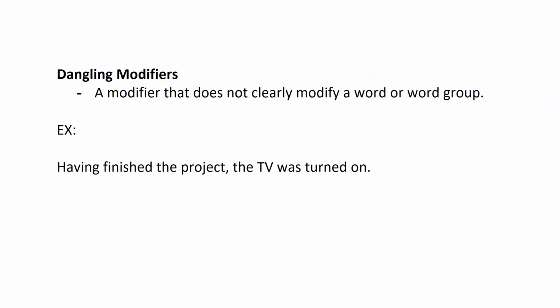Okay, now that we are reminded what a modifier is, we can now talk about a dangling modifier. So a dangling modifier is when a modifier does not clearly modify a word or word group. Take a look at this sentence. Having finished the project, the TV was turned on. Well, you have to wonder, there's something missing here. Did the TV finish the project? It's confusing. Where's the person, right? Who finished the project? Something finished the project, so it's just not clear.